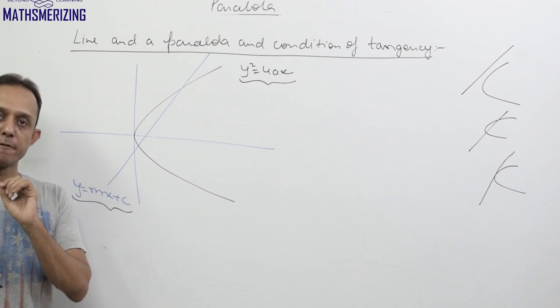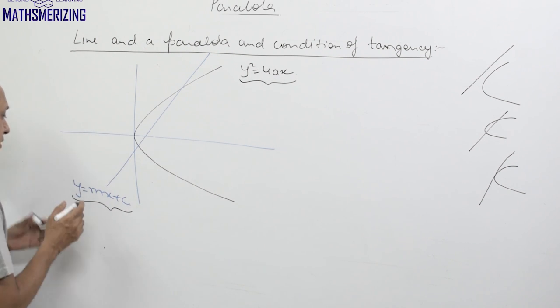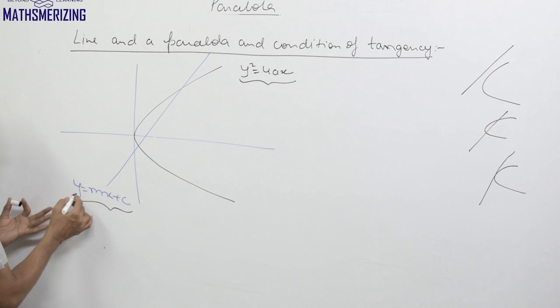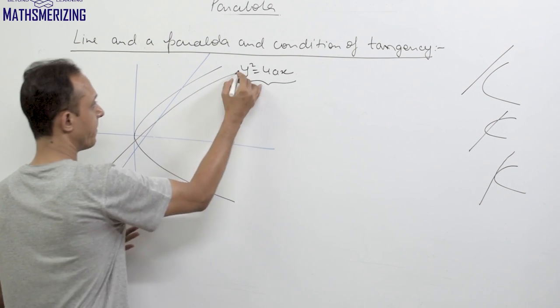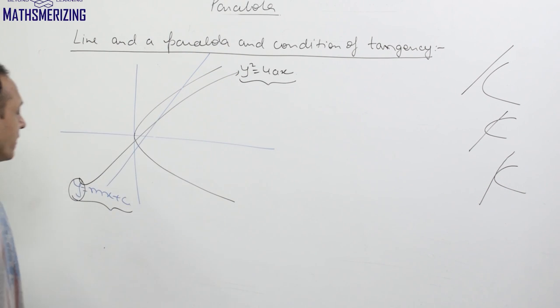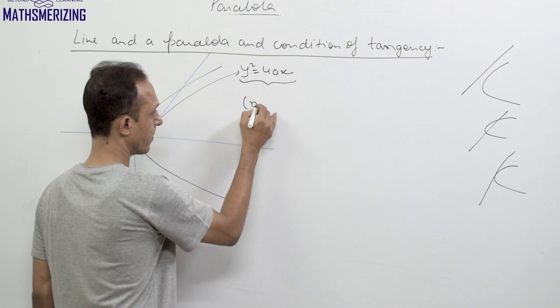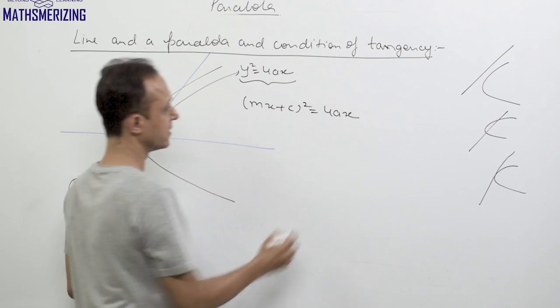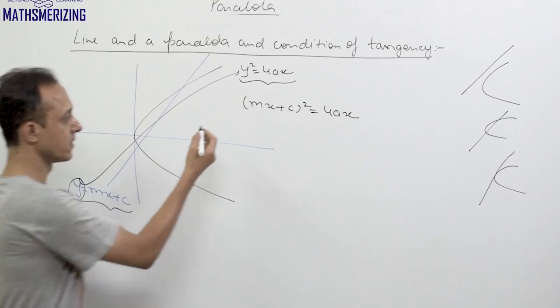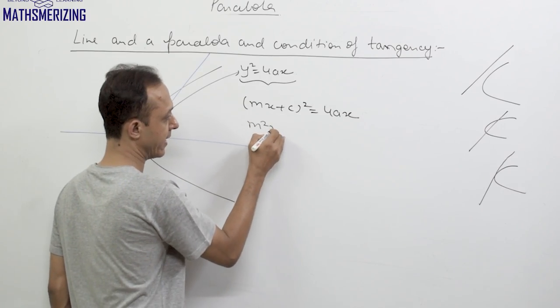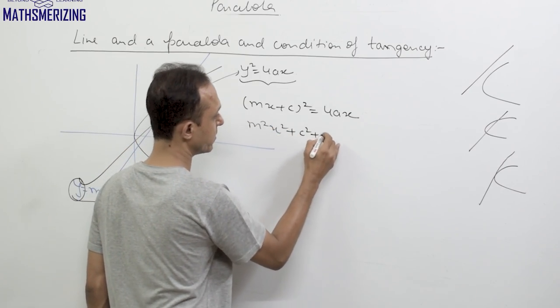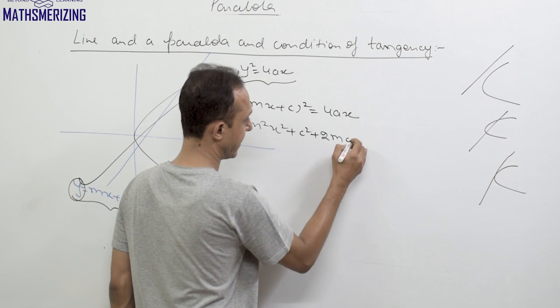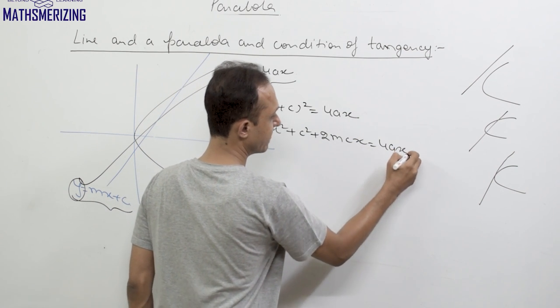And how do we find point of intersection? For point of intersection, we just need to eliminate the variable. So I'll put the value of this y in this equation. So for point of intersection, I can write (mx plus c) whole square equals 4ax. So I can open this square. I can write m square x square plus c square plus twice mc into x equals 4ax.